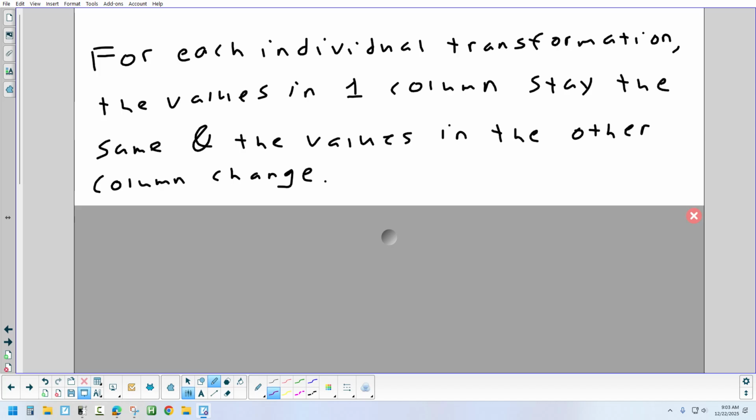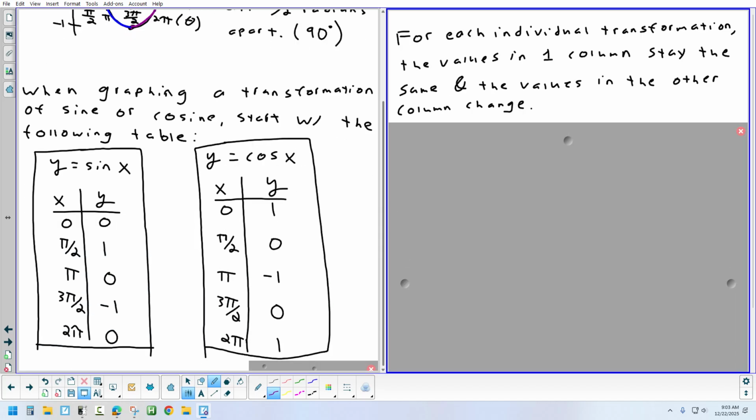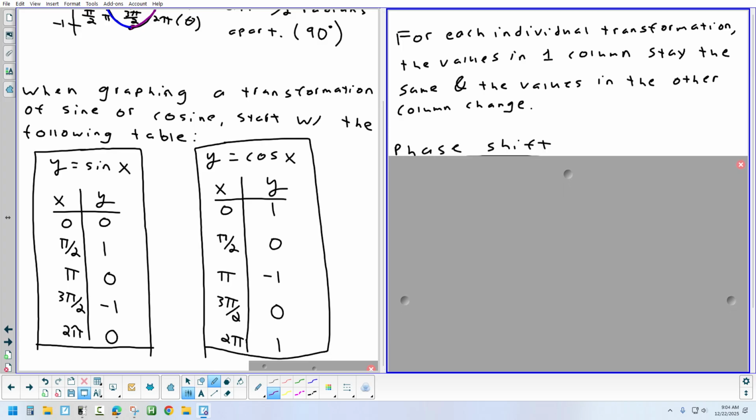So for today, we are only going to do one individual transformation at a time, which means when you're working with these tables, you're only going to have to worry about changing one column and keeping the other one the same. Okay? When we get into multi-step transformations, which will be next time, then the x column and the y column could both change. But for today, one column will stay, one column will change. All right, so let's look at the 4 transformations.